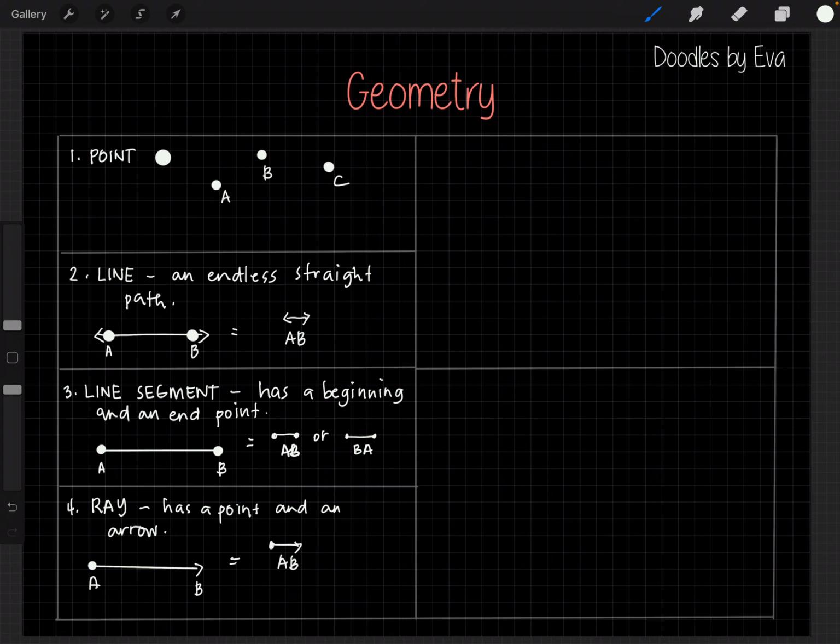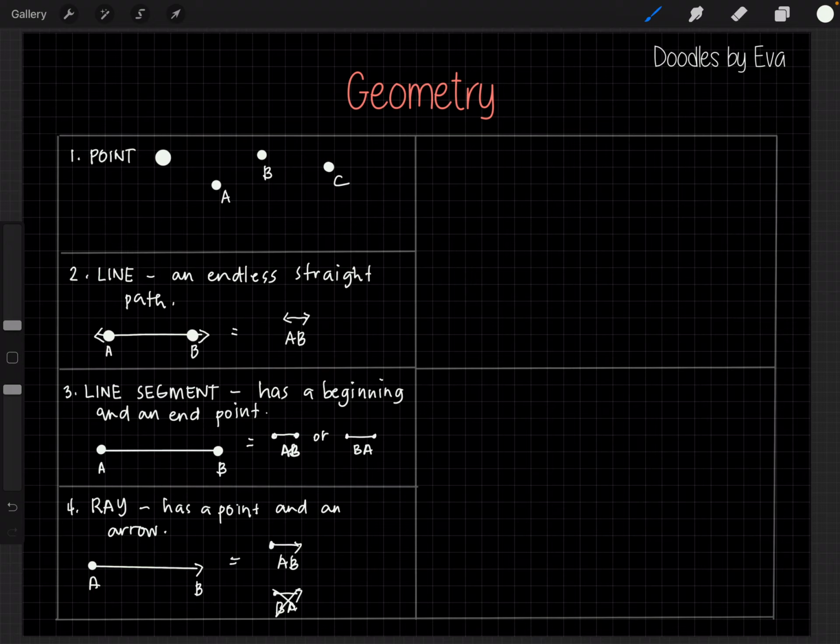But we cannot say it's ray BA. Okay, so the main reason why we can't name it ray BA is because the first point has to be the initial point. So we need to use point A as our starting point.